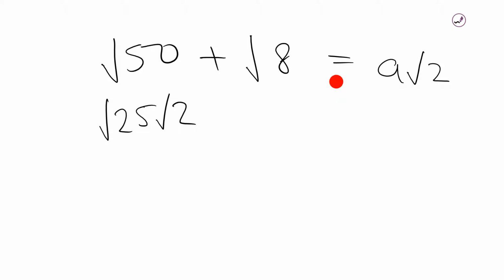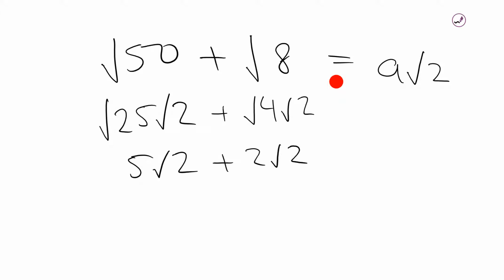Yeah. And then, what about root 8? What are we going to do to it? 4 and 2. So it'll be 2 and 2. You got it. So 5 root 2 plus 2 root 2. It's 4 root 2. Say again? No, it's not. It's 5 plus 2, 7 root 2.